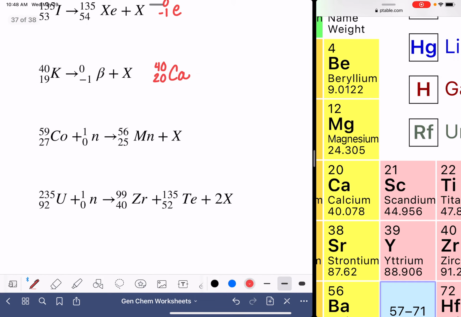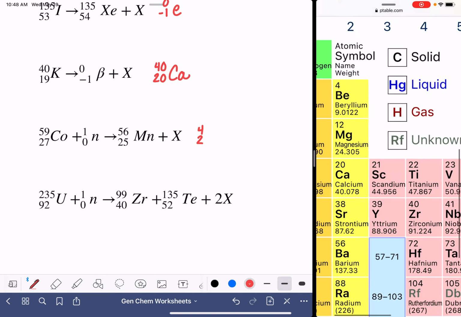We've got 2 more to go. On the left-hand side, mass number of 60. So that means that this X must have a mass number of 4. 59 plus 1 is 60. 56 plus 4 is 60. Atomic number 27 on the left-hand side. So we need an atomic number of 2 for our X. 27 plus 0 and 25 plus 2. This is an atomic number of 2.